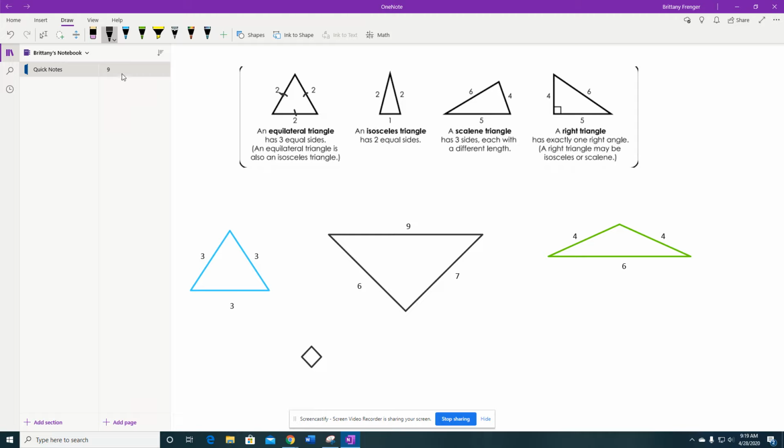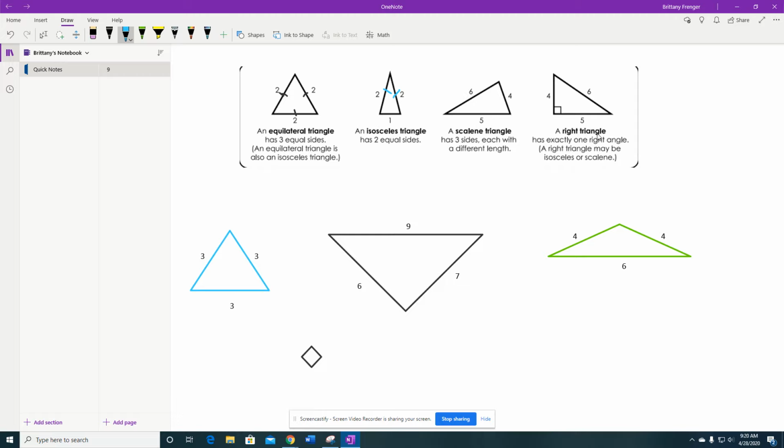So an isosceles triangle has two sides the same. Okay, it can't be an equilateral triangle because it doesn't have all three, but it does have two sides the same. A scalene triangle has three sides that have different length, okay? So you have all of the three sides are a different length, okay?